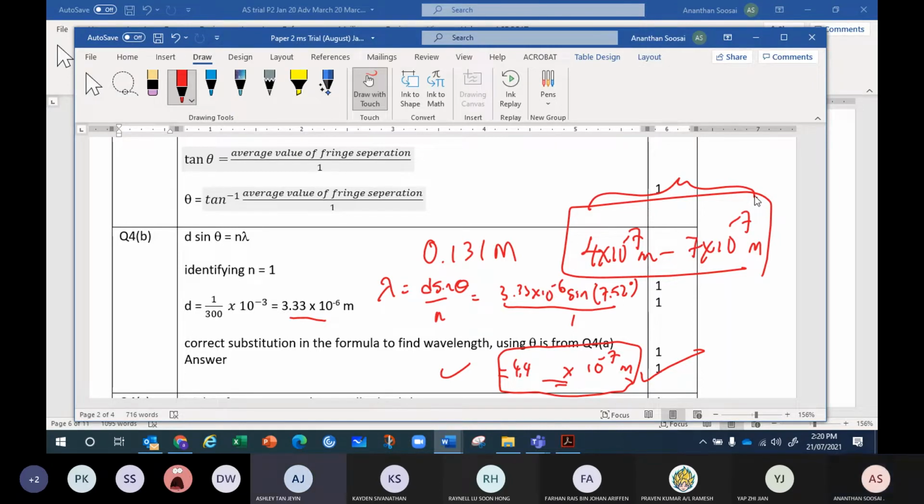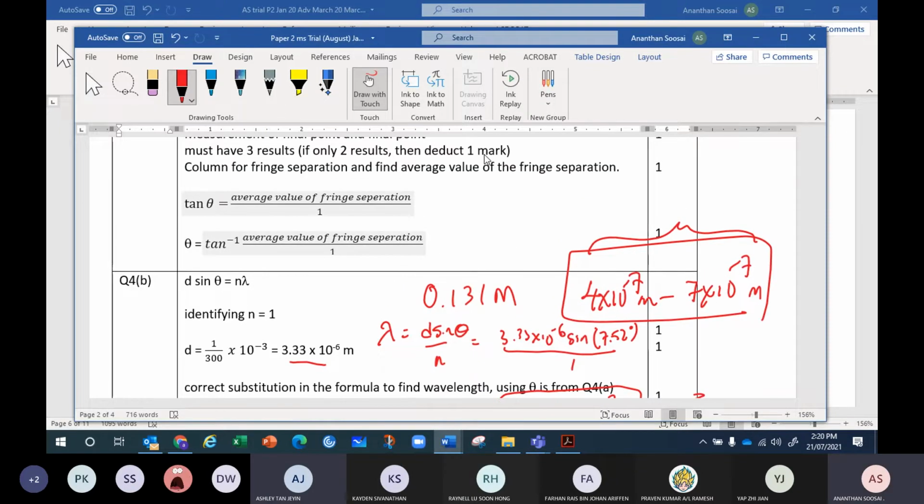For the question above, do I find the average of all three angles of diffraction, or do I find the average of the distance? Average of the distance. Oh, okay. Average of distance, yeah.